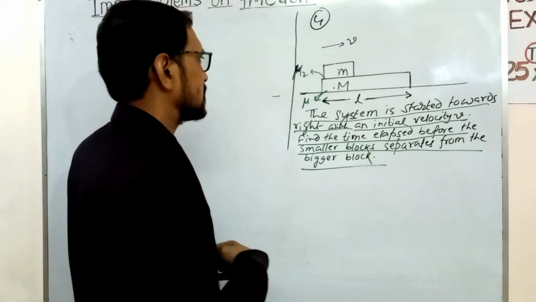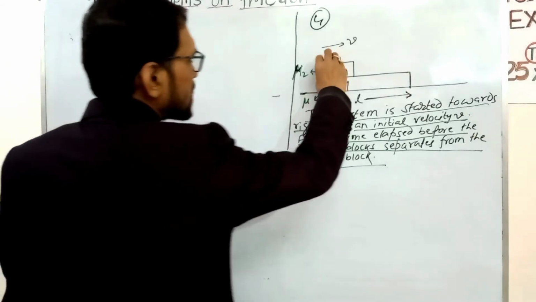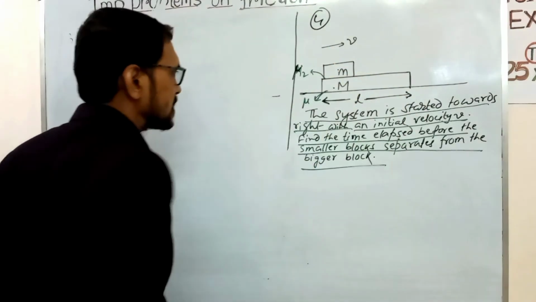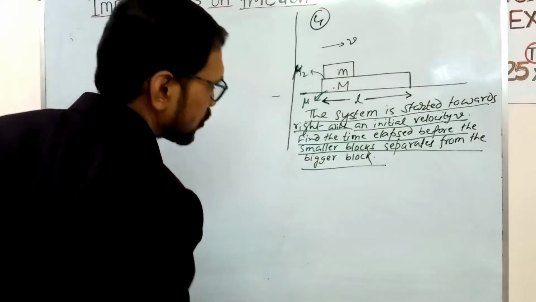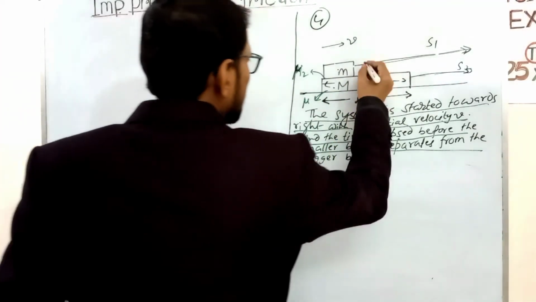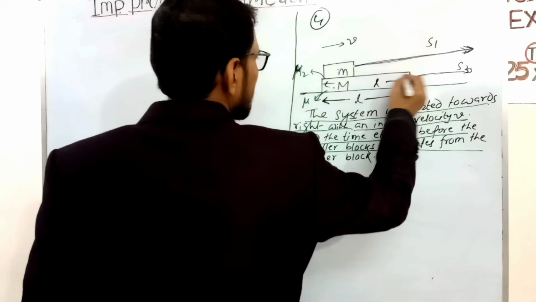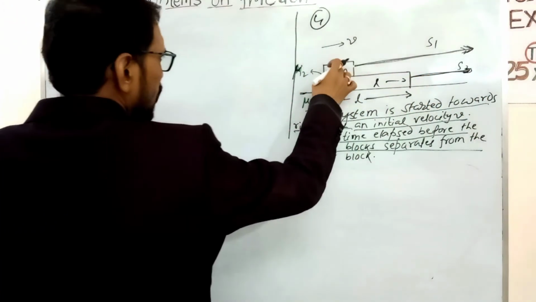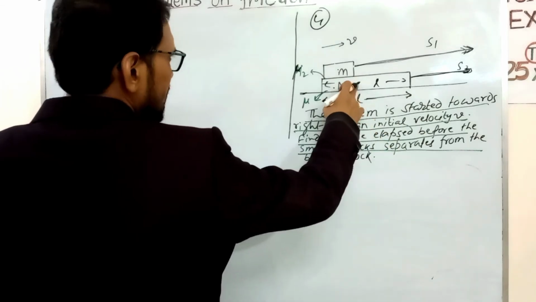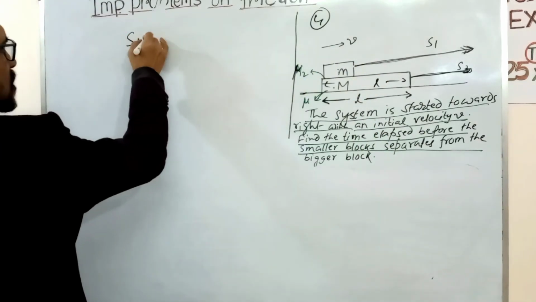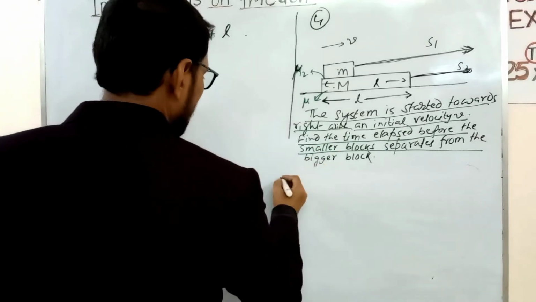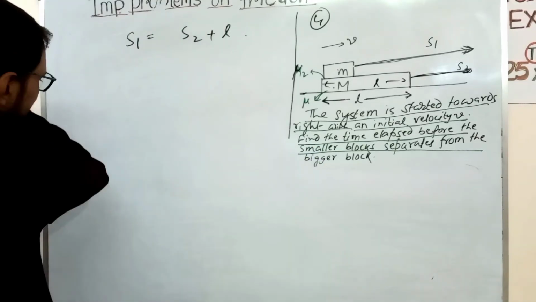That is, the two blocks move to the right with an initial velocity v. Now the small block m moves faster, and after some time it separates from the block of mass capital M. If the distance covered by the small block is S1, and the distance covered by the capital M is S2, then the block m separates from the capital M when S1 equals S2 plus L. Now what is the acceleration of each block? First we find the retardation.